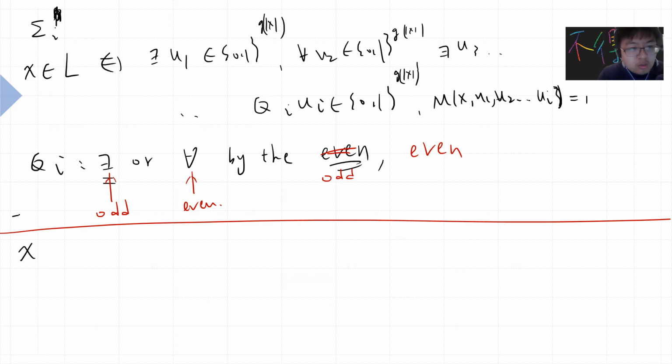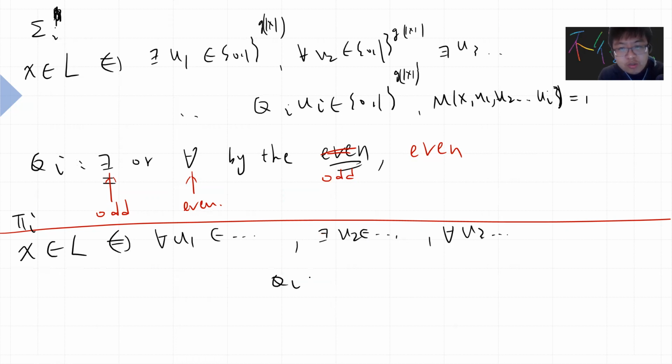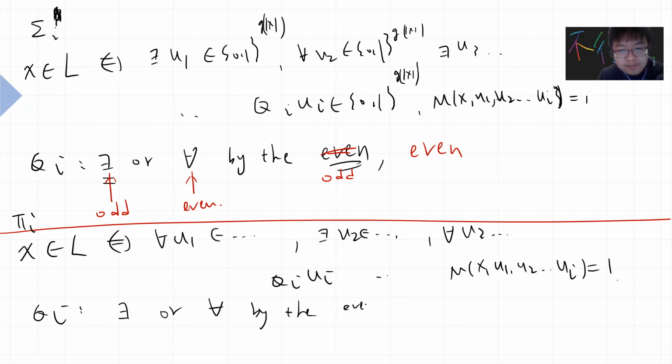One can define pi i similarly. If x belongs to L, it means that for all u1, there exists u2, for all u3, and so on up to Q_i u_i, such that M(x, u1, u2, ..., ui) is 1. Again Q_i is for all or exists depending on whether i is even or odd. This is a very beautiful definition, right?